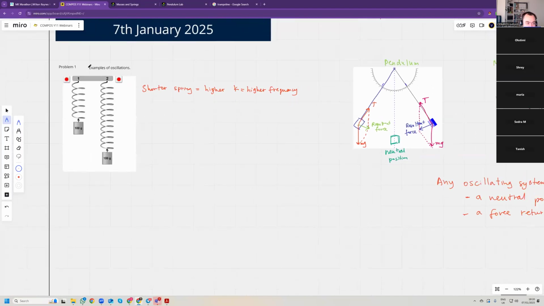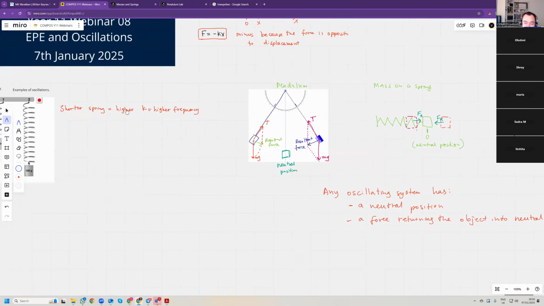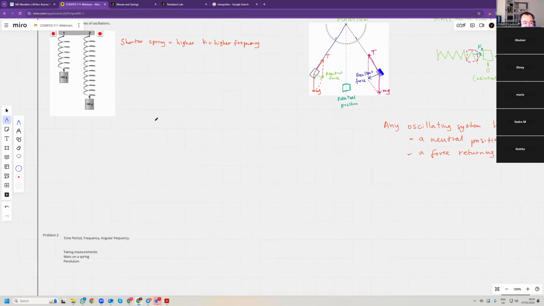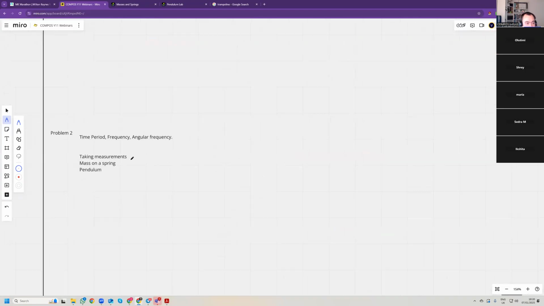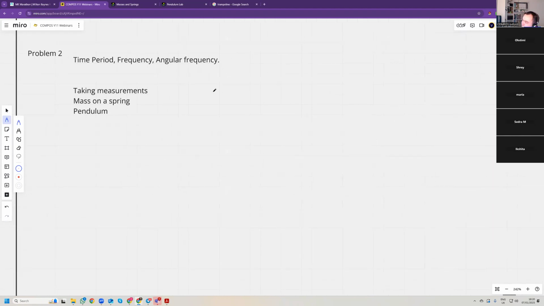So that covers the first problem, examples of oscillations, and what do we have to have in order to have an oscillating system. So then let's talk about time period, frequency, and angular frequency. So you might be familiar with time period and frequency. You're probably not familiar with angular frequency. But it's not a very difficult concept.